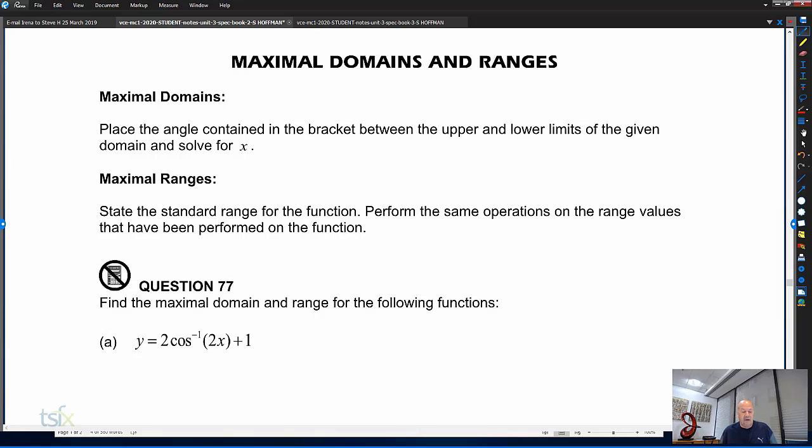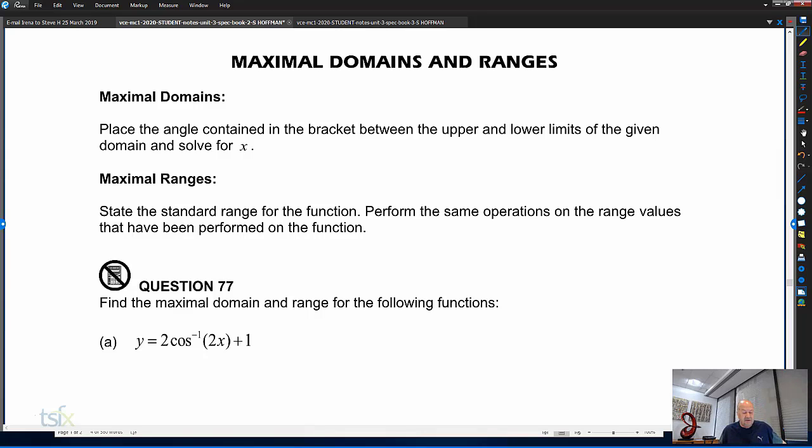Maximal domain and range. The best way to do it is to do some rearranging and work out your x and y values to satisfy the given conditions, depending on whether it's inverse cos, inverse sine, or inverse tan.